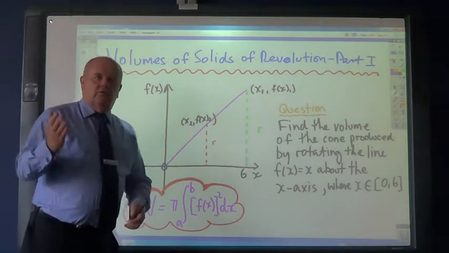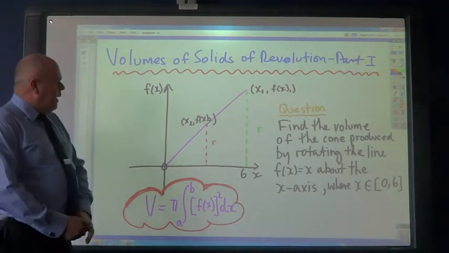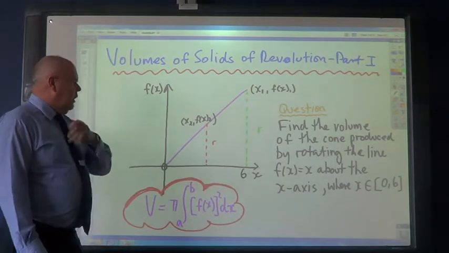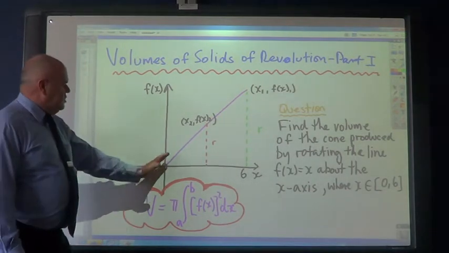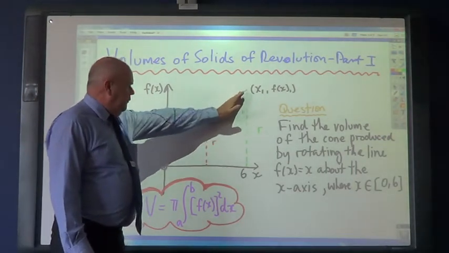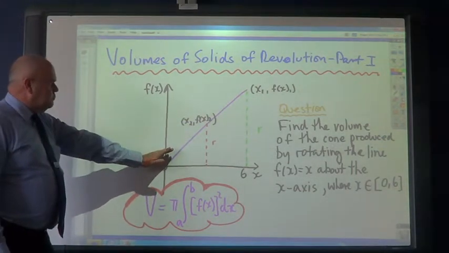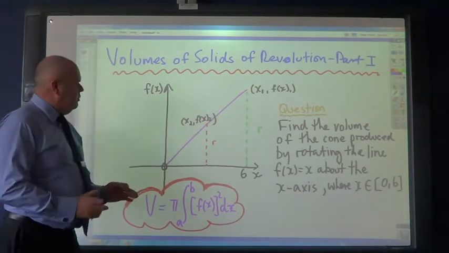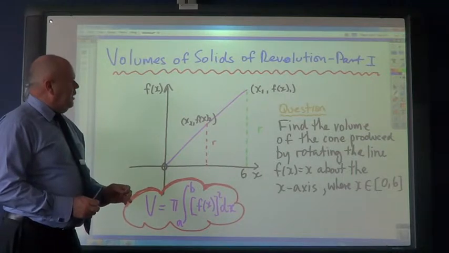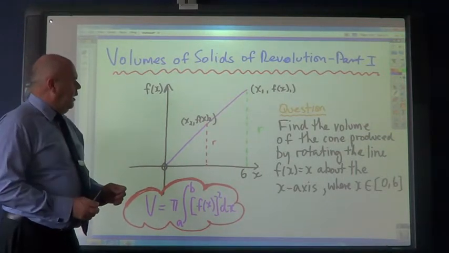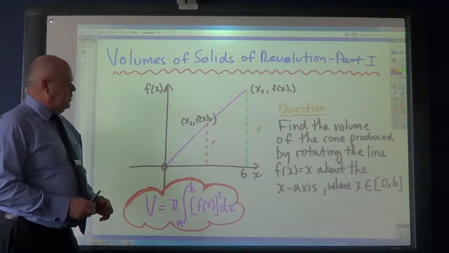Already in integral calculus, what we've been talking about is finding the areas under curves and straight lines. So we could easily find, in fact we wouldn't need calculus to do it, the area under f(x) here. But today we want to take it one step further and calculate the volume that is produced by rotating a line or a curve around the x-axis.